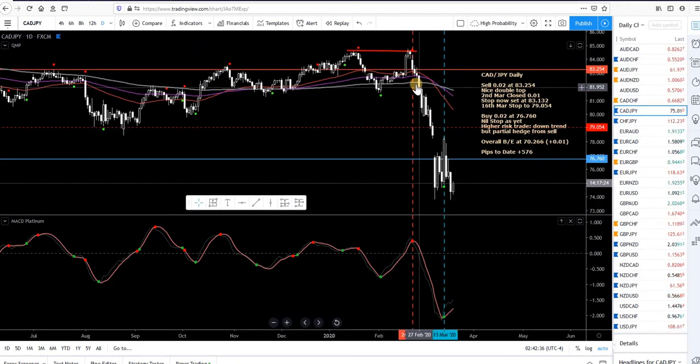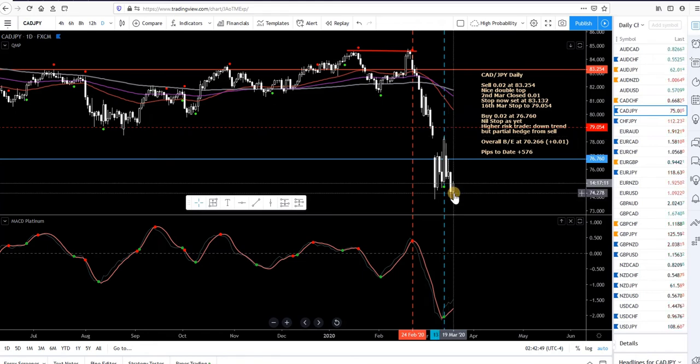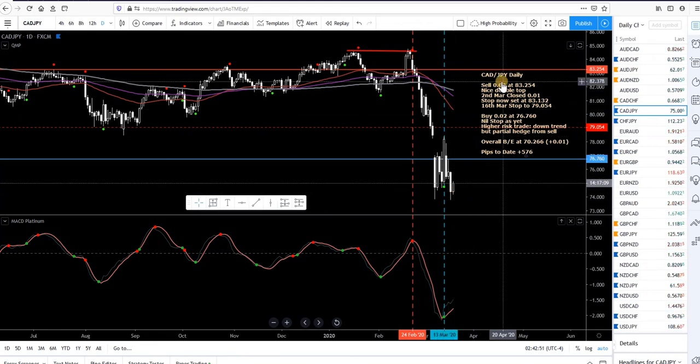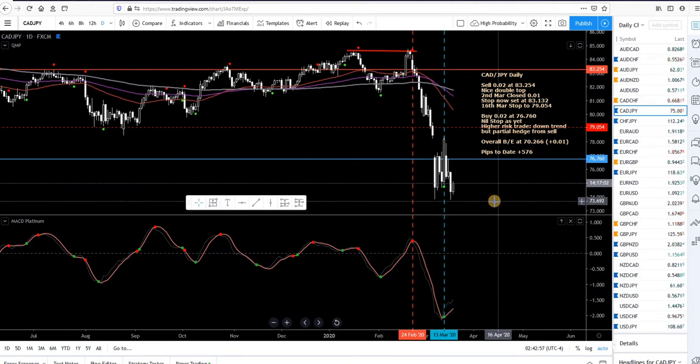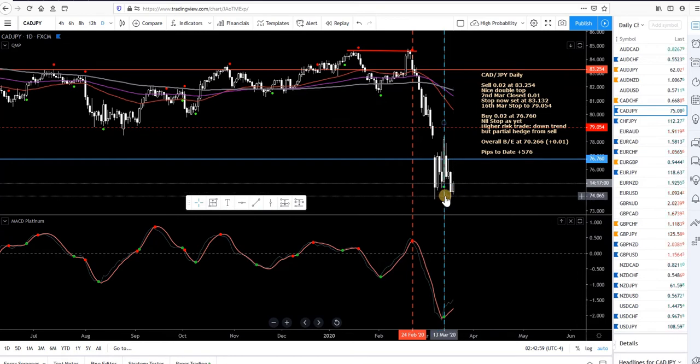CAD yen, in a sell up here, going nicely. Already closed half, stop in place just above here. And I took a buy here. So the buy's not going that well. It's falling against me. The yen's a problem pair when it comes to big moves in the market, which we've all seen this week. Unbelievable moves. So hopefully it's found some support down here.